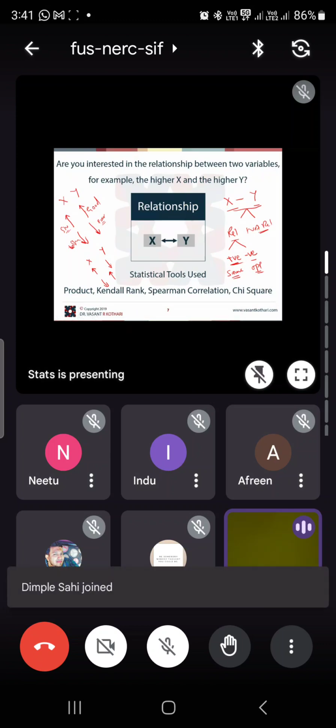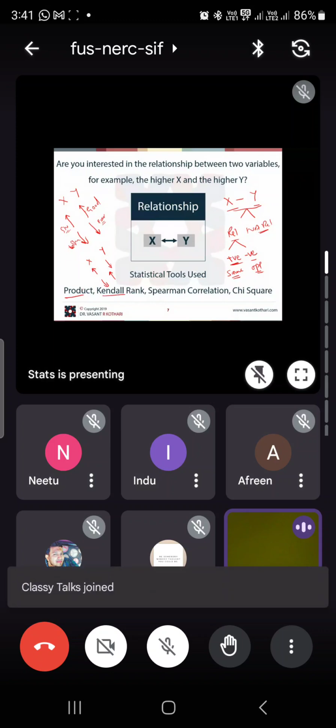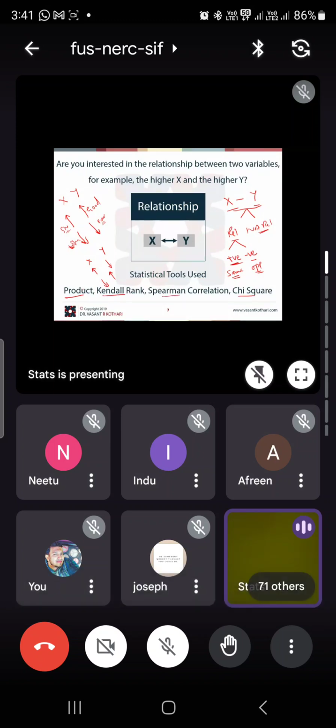And what statistical tools are we using? So we are using the product moment correlation, Kendall's rank, Spearman correlation, and the chi-square. So these are the statistical tools which we will be using in relationship.